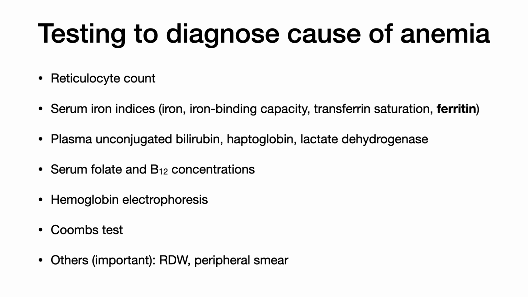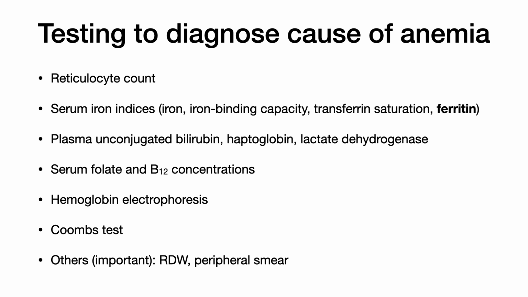So, testing to diagnose the cause of anemia. These are just some. Reticulocyte count is one. This is one of the first ones we'll talk about, because if the reticulocyte count is elevated, it means that the body's reacting to the anemia and it's trying to produce more red blood cells. And if it's lower, it means it's not reacting to it. So it can help in distinguishing whether it's due to increased destruction or decreased production.